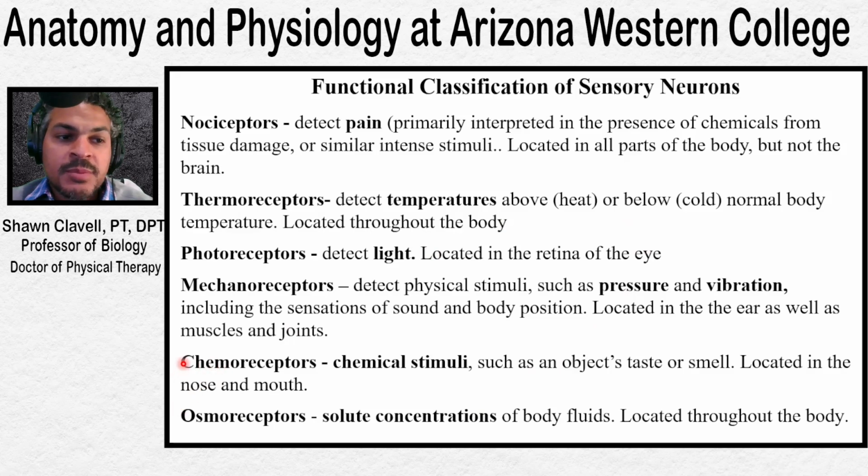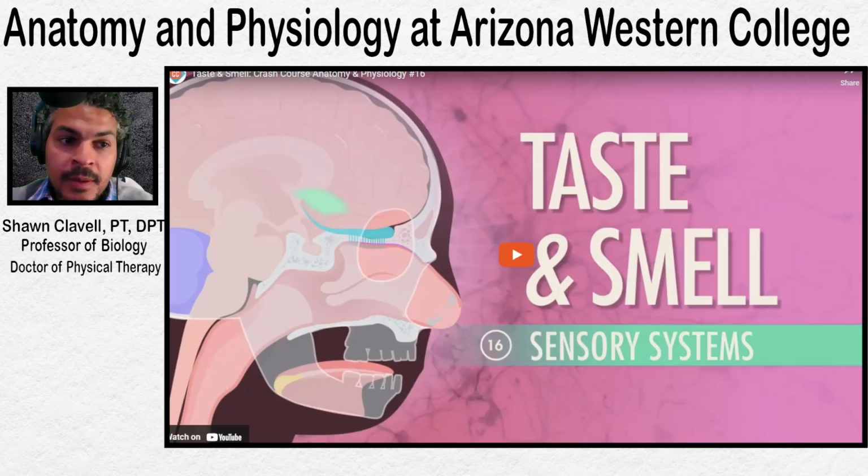Chemoreceptors relate to a chemical signal, whether it's an odorant, like smell, or a chemical that would diffuse over the tongue and give us the sense of taste. But I would encourage you to watch the crash course video as an introduction to the senses of smell and taste.